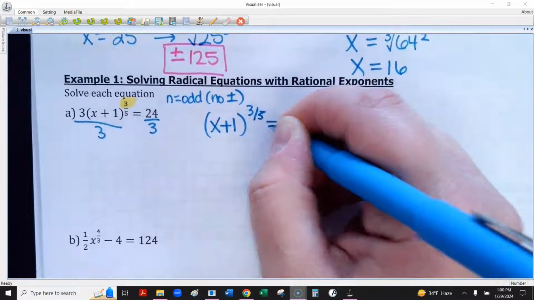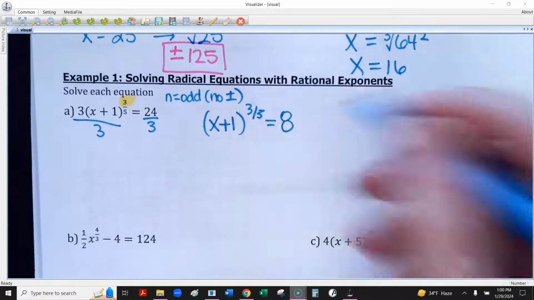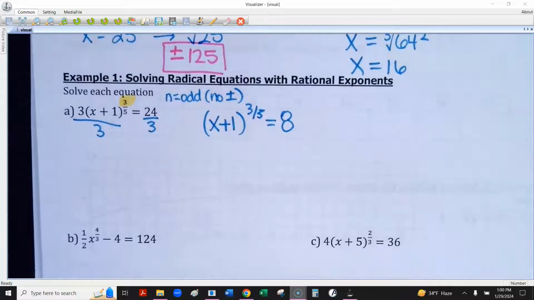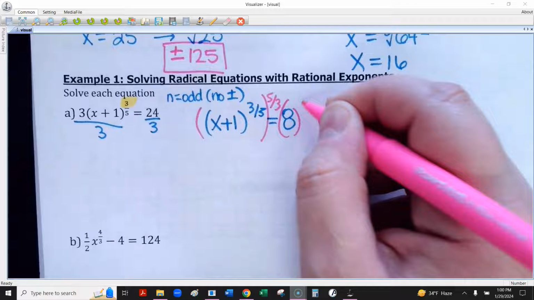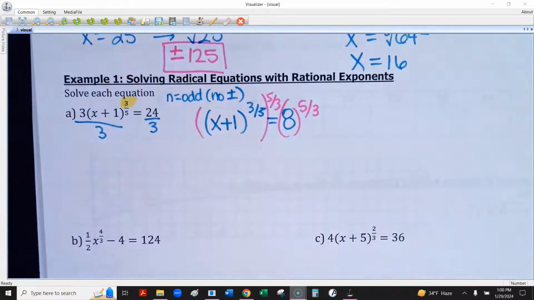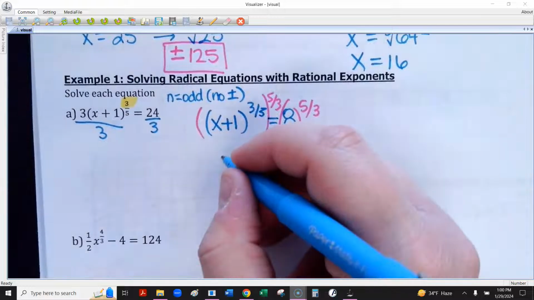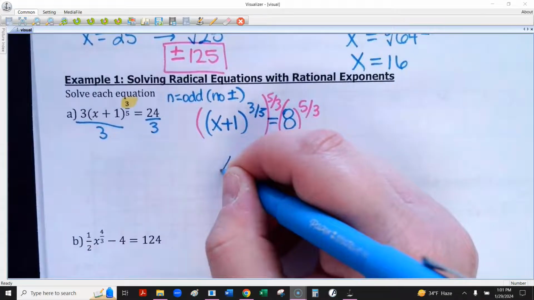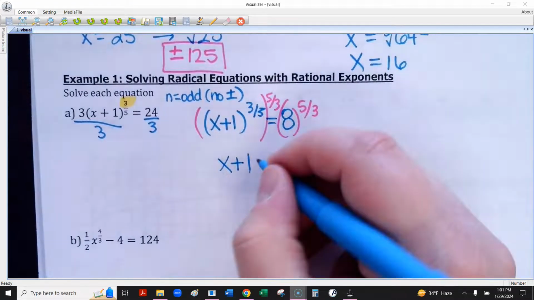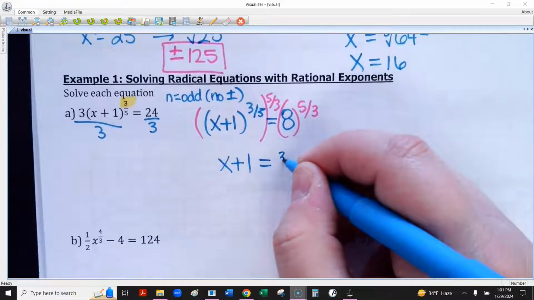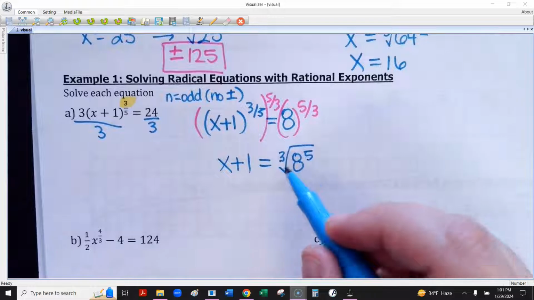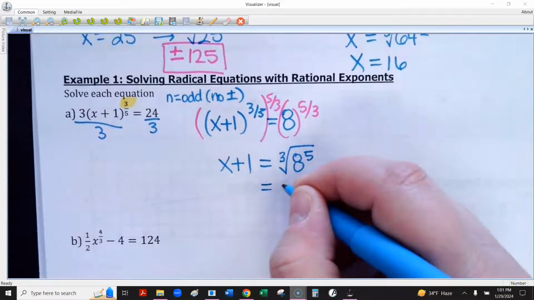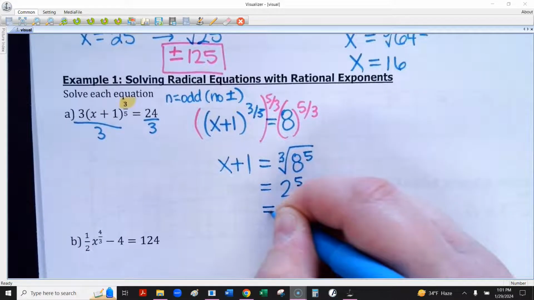And then if I actually take 24 divided by 3, we're going to get 8. What we're going to do, we're going to take both sides to the reciprocal power to cancel that out. So 5/3 power. Now, on this side, those exponents, power to a power, multiply 3/5 by 5/3. When you multiply reciprocals, they just cancel each other out. So I just get x plus 1. This side would be the cube root of 8 to the 5th power. So I'm actually going to do that. So cube root of 8 is 2 to the 5th power, which is 32.